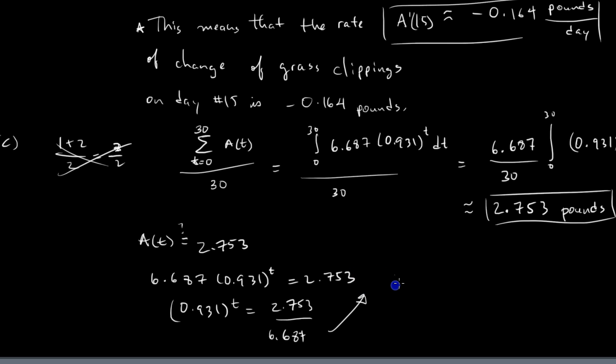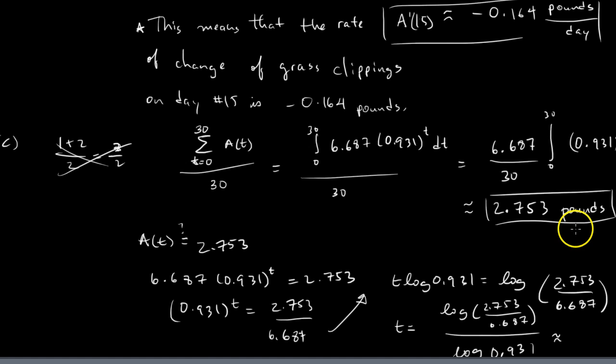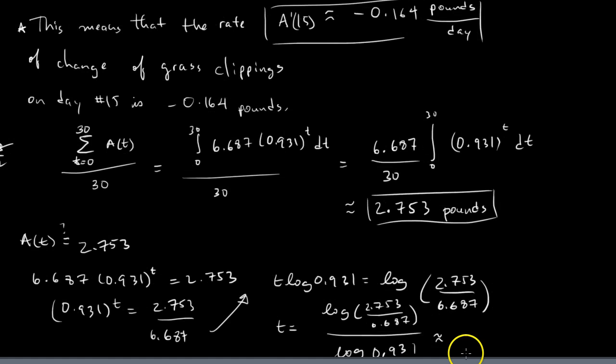And I'll take the log of both sides. We get t log of 0.931 is equal to log of 2.753 over 6.687. And that t is equal to log of 2.753 over 6.687 divided by log of 0.931. And this comes out when you punch it into your calculator equal to 12.415, and it's time, so it's in days.